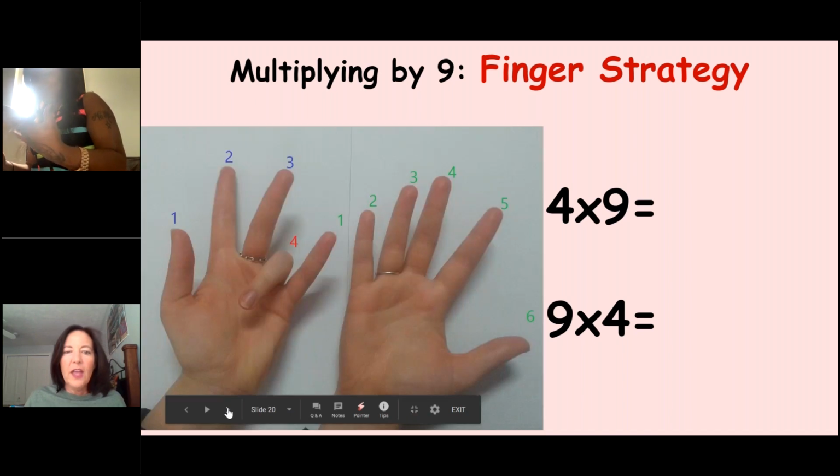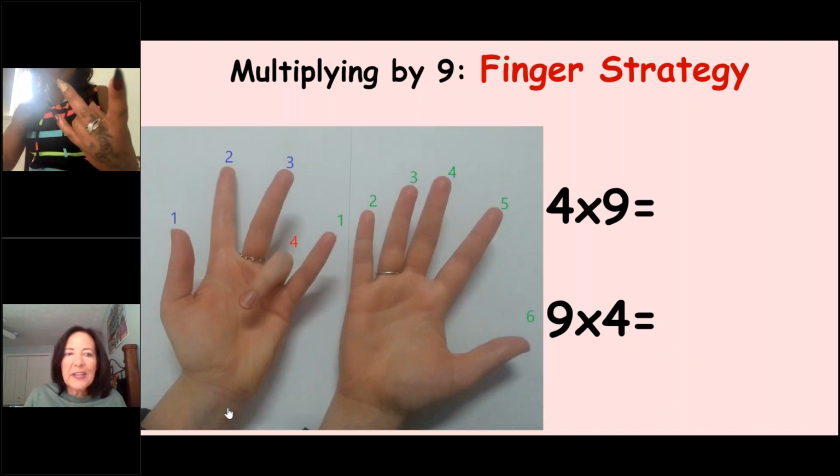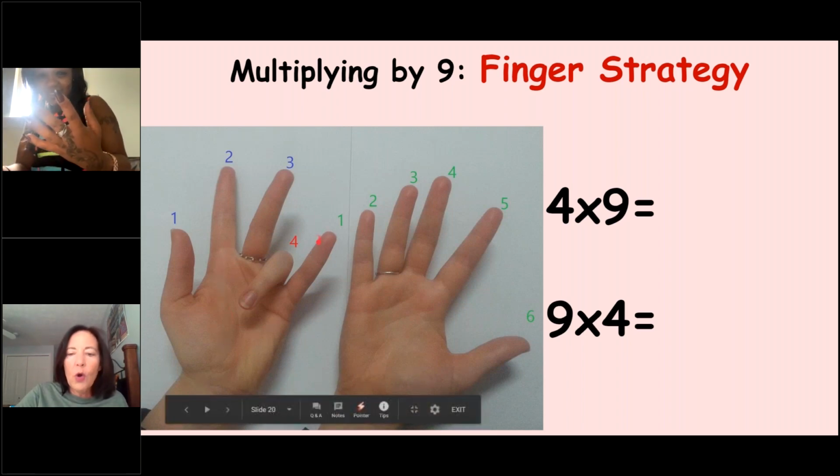Okay, so now look at that picture. So we're counting from the left, and we're multiplying by 4. So we fold down the 4th finger. There you go. Okay.